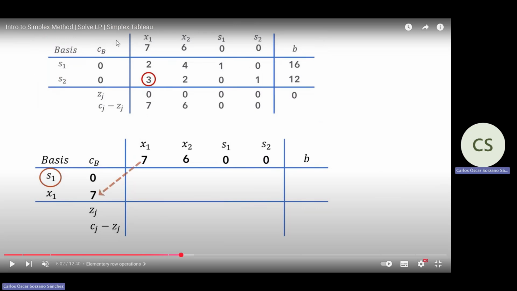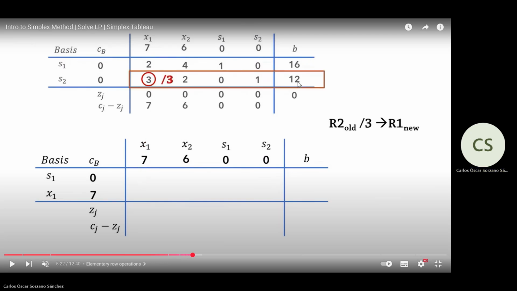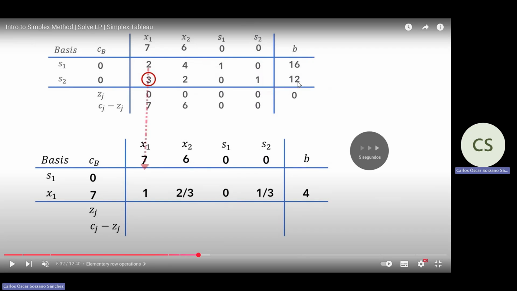So we have constructed our new basis, that is S1, X1. Now these were the coefficients, so you put the 7 there. Then we are dividing this line by 3, so that coefficient is 1. So you divide the whole line by 3. You see 3 divided by 3 is 1, 2 divided by 3 is 2/3, and so on.